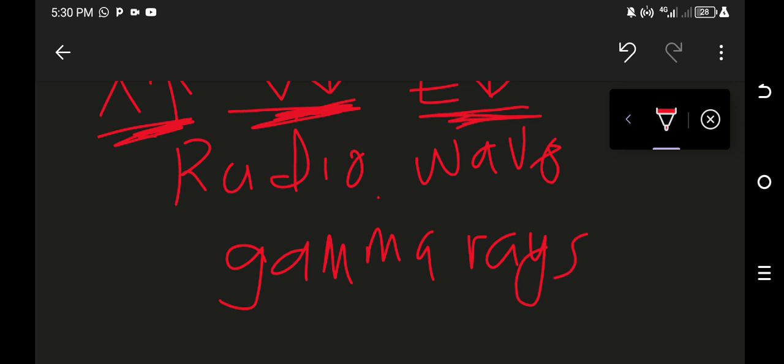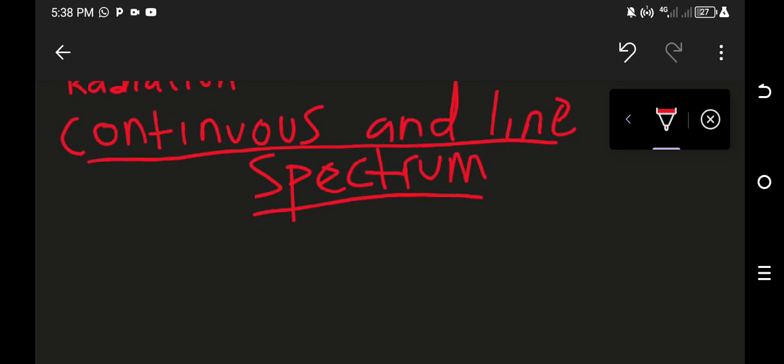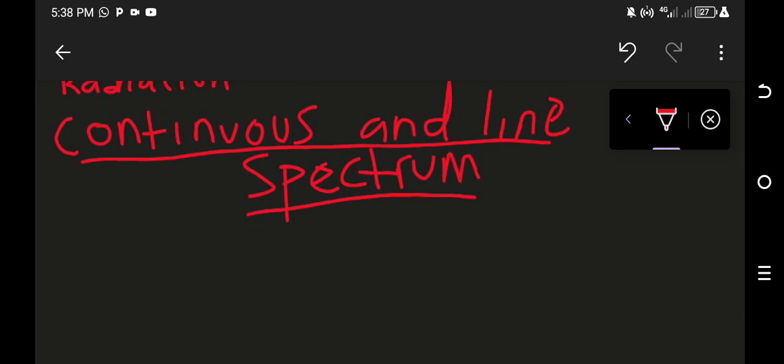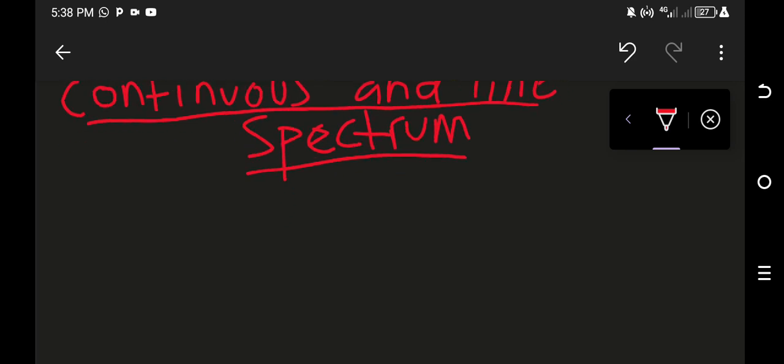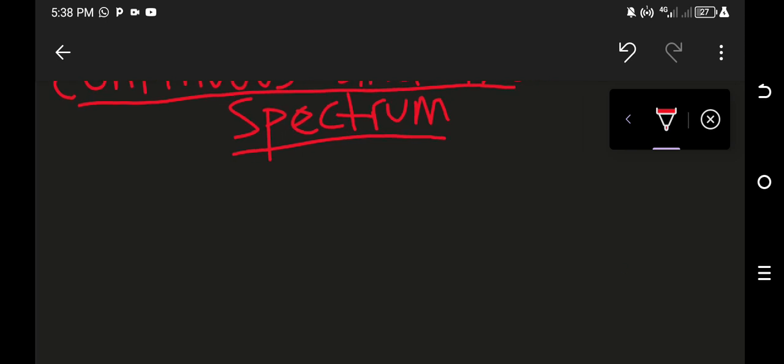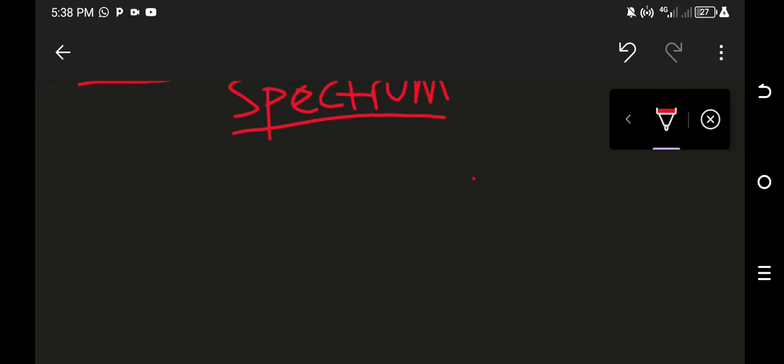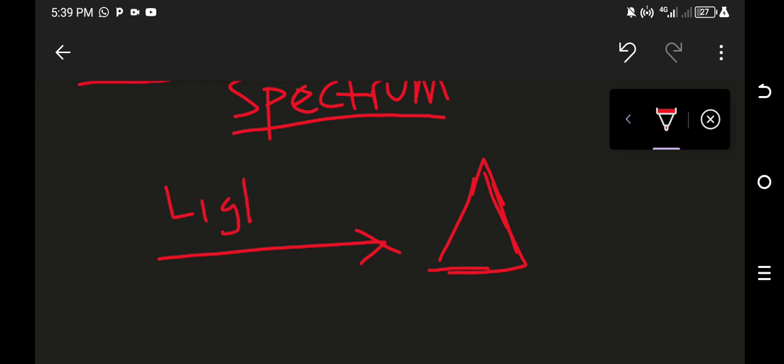We're going to look at the next part, which is the continuous spectrum and the line spectrum. We're going to start with the continuous spectrum. I'm going to first introduce it with an example. You have a prism. Let's imagine this is our prism, and this is light.